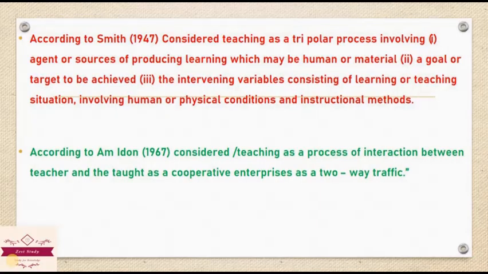According to Smith, 1947, teaching is a tripolar process involving: one, an agent or source of producing learning, which may be human or material; two, a goal or target to be achieved; three, the intervening variables consisting of the learning or teaching situation, involving human or physical conditions and instructional methods. According to A. M. Iden, 1967, teaching is a process of interaction between the teacher and the taught, a cooperative enterprise, a two-way traffic.